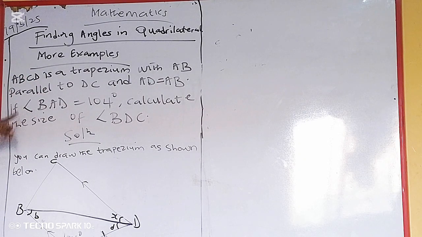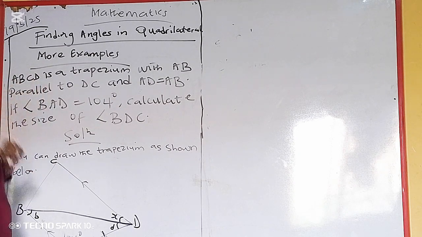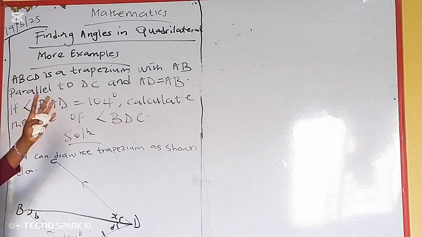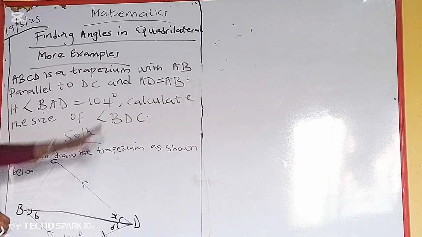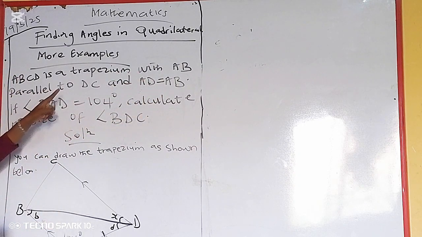Now, this is an example again. Let me go over it. I say ABCD, meaning we have four sides. You have to picture it in your head before you can draw the diagram. ABCD is a trapezium. You have a question like this. First of all, you know a trapezium is a four-sided shape. How is the trapezium like? They say AB is parallel to DC.